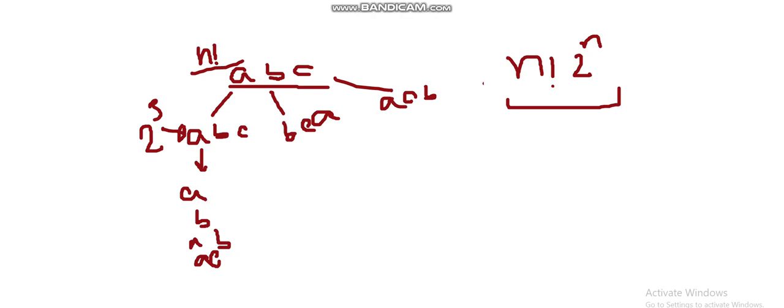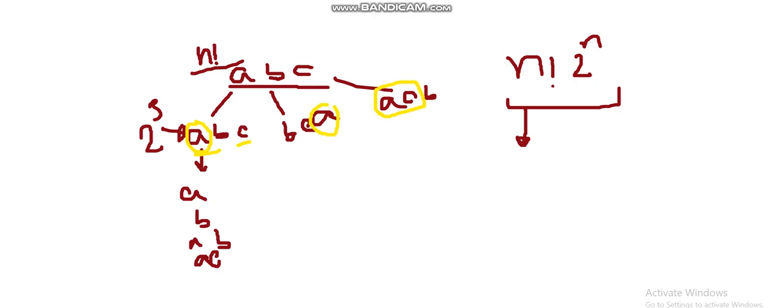If we don't care about the number of different strings, if we only care about the number of strings, then the answer will be n factorial into 2 to the power n. But there could be some strings which are repeated, like from this we can get A, and from this we can also get A. From this we can get AC as a subsequence, and from this we can also get AC as a subsequence. So there could be the same string generated from different permutations, and we have to take care of that.